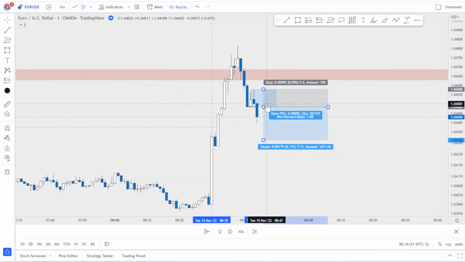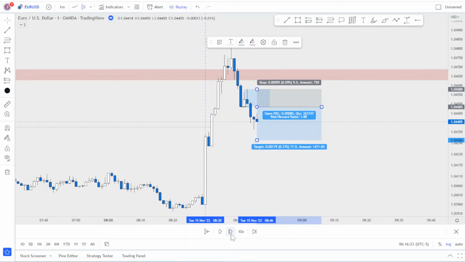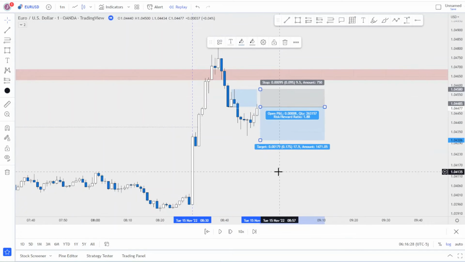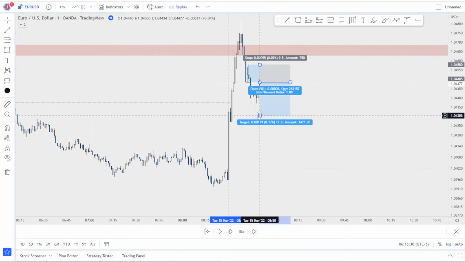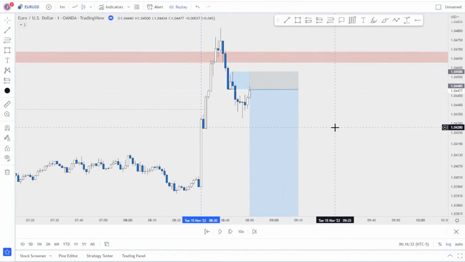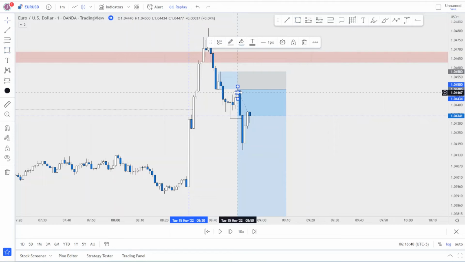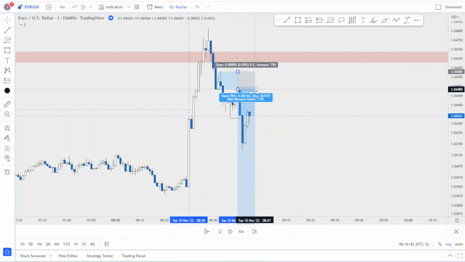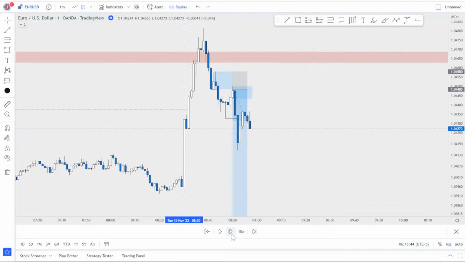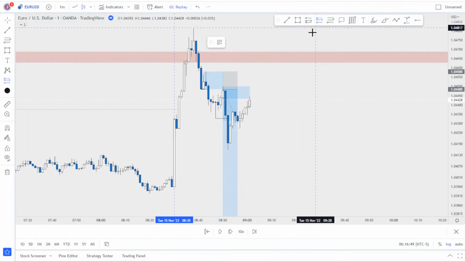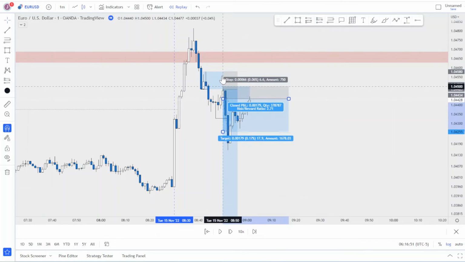I'll wait for price to come and tap back into here. Right here it taps into it, and then we can target lower prices. I'll show you where to target in a sec. So here we've got another break of structure. We've got the order block here, so we can look to enter there. And price taps it, so there is another entry.